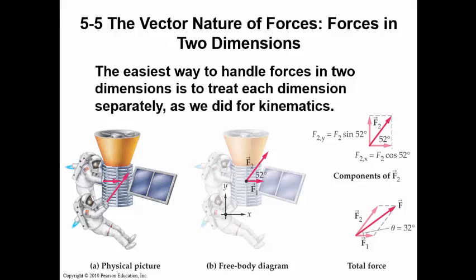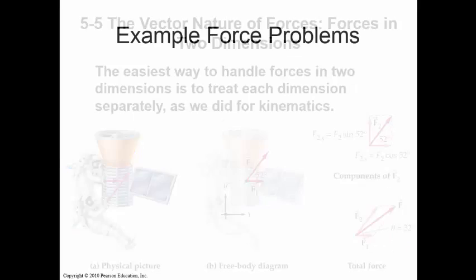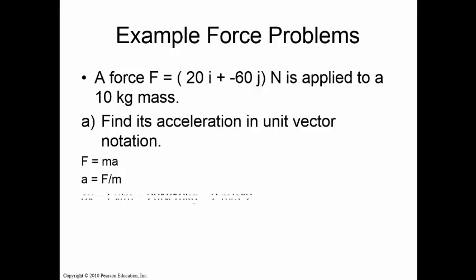If I wanted to find the net force, I would find the vector sum of those two vectors. And that would mean that I would need to use component addition to find that total vector, magnitude and direction. So, here are a couple of examples.